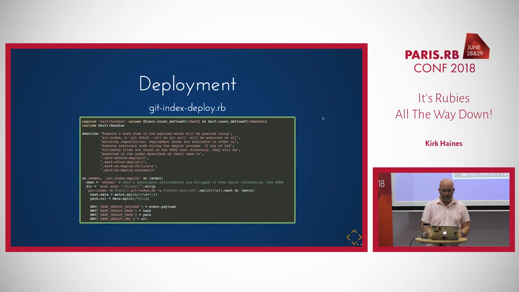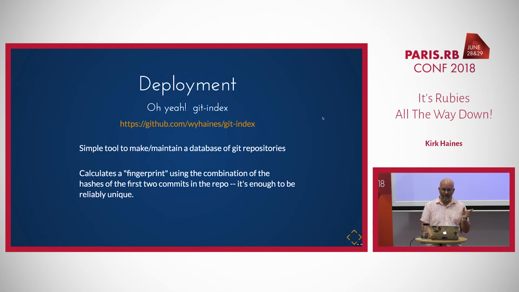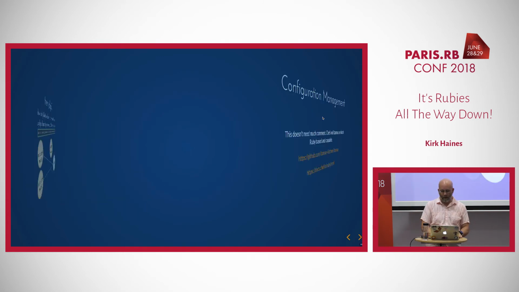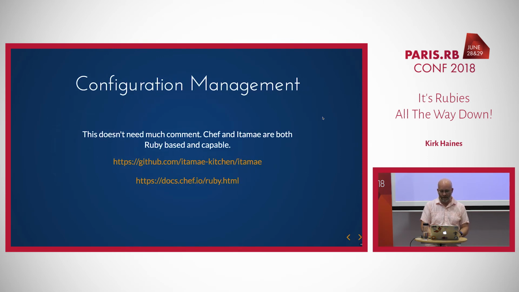By combining that with this other thing that I wrote called Git index, which just creates a database of Git repositories on your system with fingerprints, basically the hashes, you can combine the two of them to do a Git push from your machine, and it'll go out to however many servers you have in your cluster and do the deploy automatically. All in a relatively few lines of Ruby.